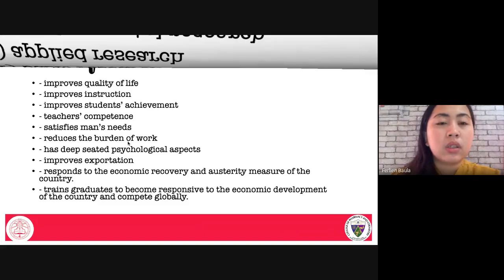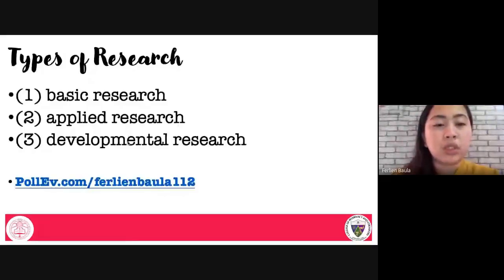So we have three types of research: the basic research, applied research, and developmental research. I want you to click the poll. Can you click the poll? Will it direct to the question that I have made?